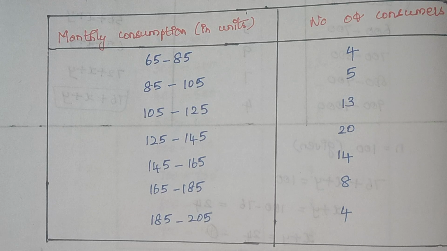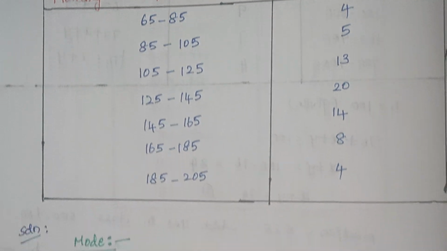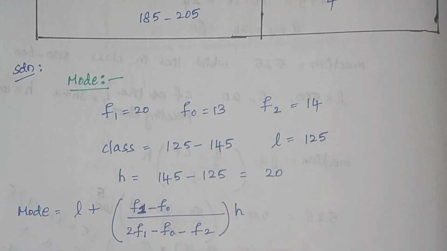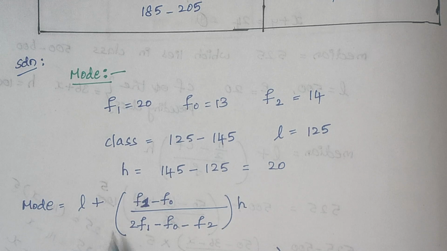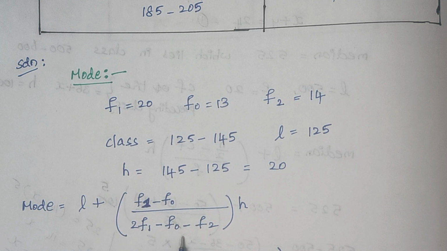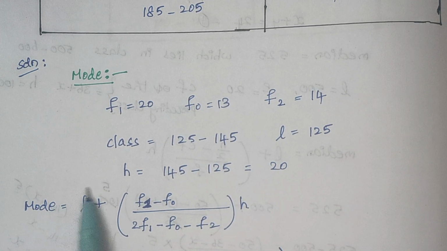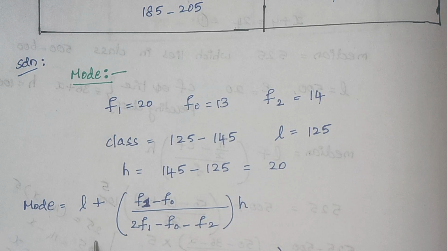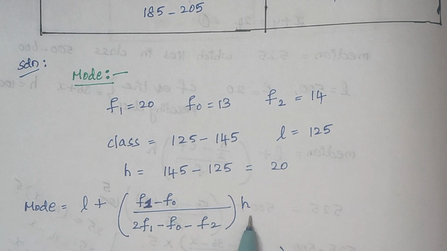So first we are going to find the value of mode. When you look at this formula, this is the formula to find mode, right? L plus (F1 minus F0) divided by (2F1 minus F0 minus F2) into H. So here we are going to find all these values, right? F1, F0, F2 and L and H.